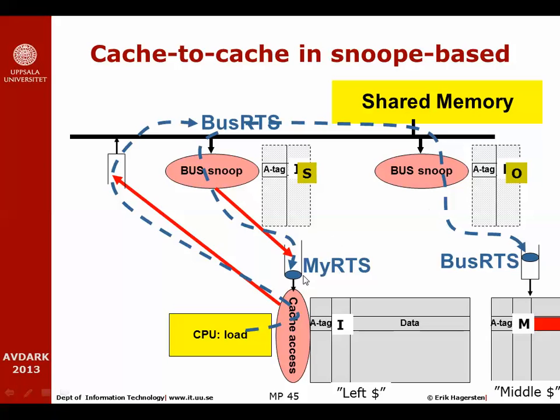So now we will see our own read to share request, and we'll see a bus read to share request that's queued up in the middle cache. It may still take a while before the middle system eats up this pill, and while we're waiting for the middle system to eat up the pill, in this situation, the left cache is not allowed to eat this pill.